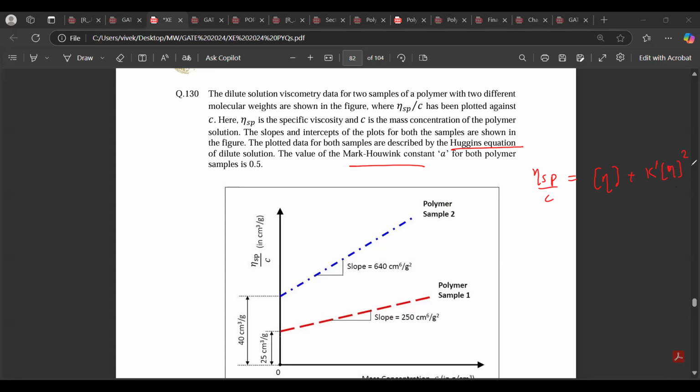Eta square into C, where C is the polymer solution concentration, gram per centimeter cube you can write, and eta is centimeter cube per gram, if I'm not wrong. Yes, centimeter cube per gram, right? And eta is specific. Please remember these units. These units are very important. So the unit of this whole quantity is centimeter cube per gram.